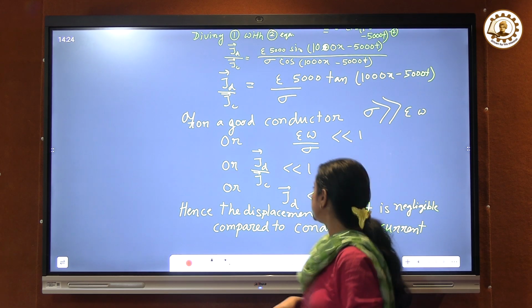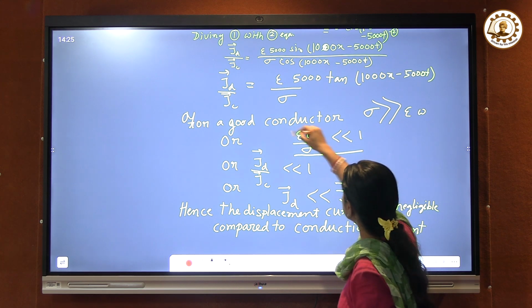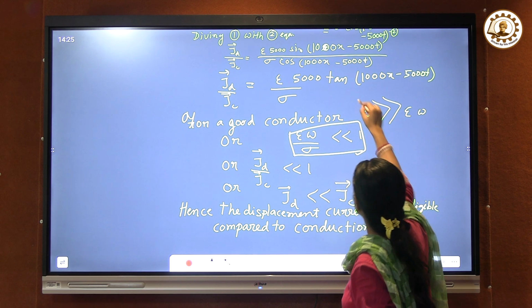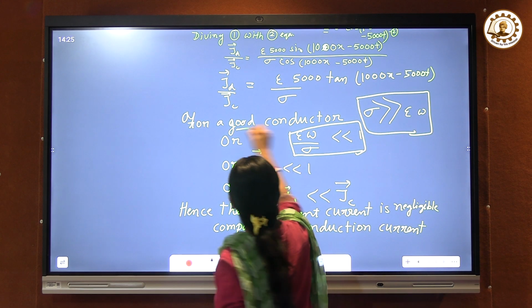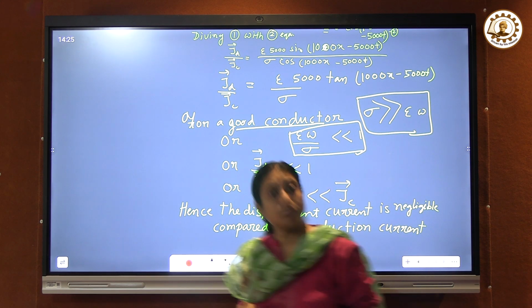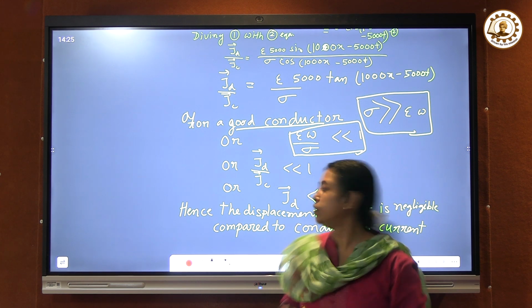So please note that this is also an important thing to remember here: this holds for a good conductor. Only if it is a good conductor. If it is a bad conductor, it won't. Okay? So this is the answer.